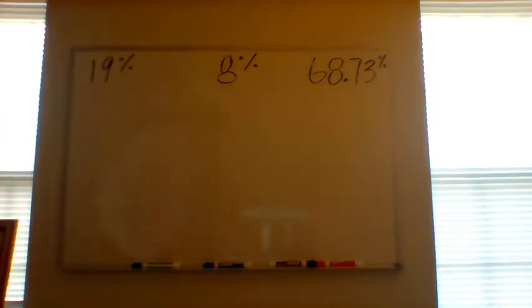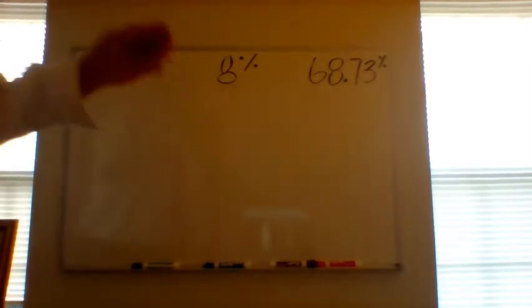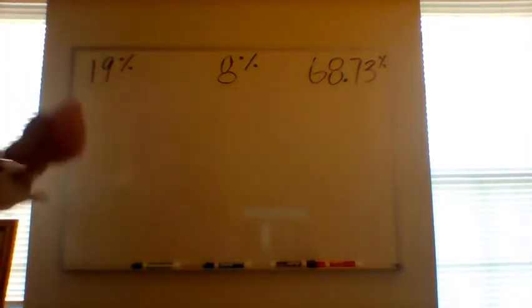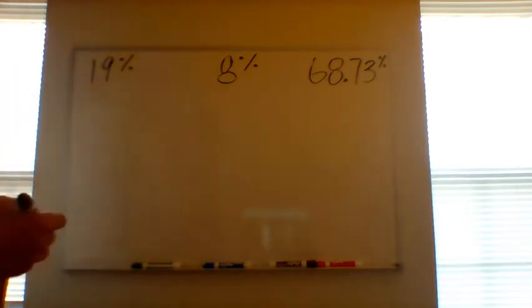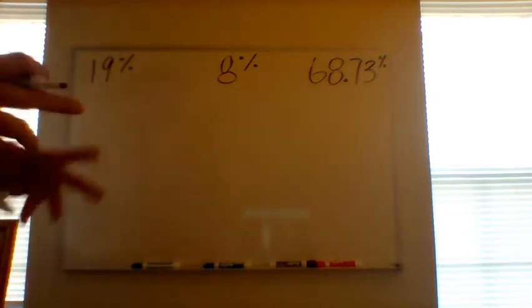Okay, today, guys, we're going to work on taking percents and turning them into either a fraction or a decimal. We know that when we talk about percentages, everything is out of 100. So when we're talking about a percentage of something, it's talking about something that is out of 100.